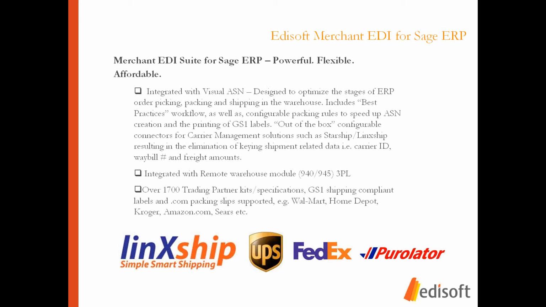In addition, we have an integrated remote warehouse module that supports 940, 945 specifications. We also have over 1,700 trading partner kits and GS1 compliant labels, as well as .com packing slips for specific trading partners such as Walmart, Home Depot, Kroger, and Amazon.com, as well as many others.